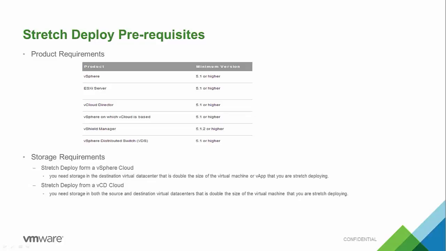If the source happens to also be a VCD rather than a vSphere, the same requirement is seen on both sides. This means you'll need to double the storage on both the source and destination virtual data centers.